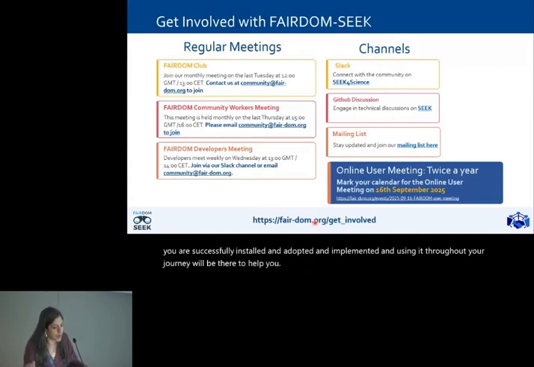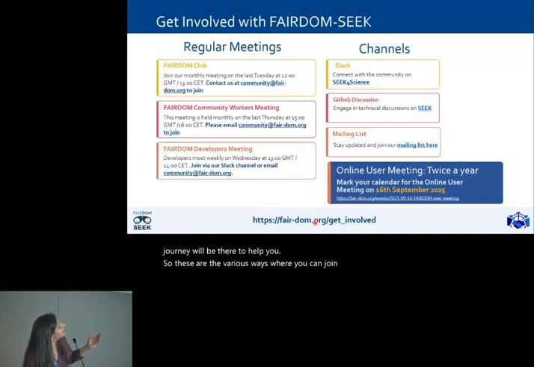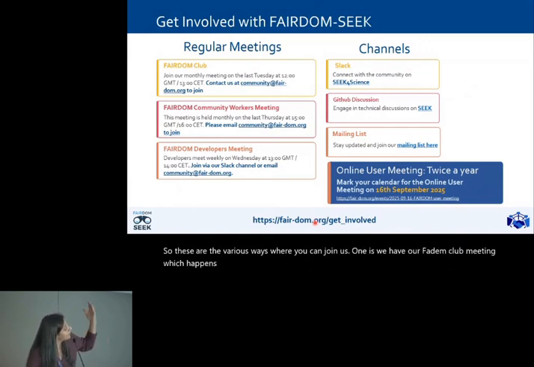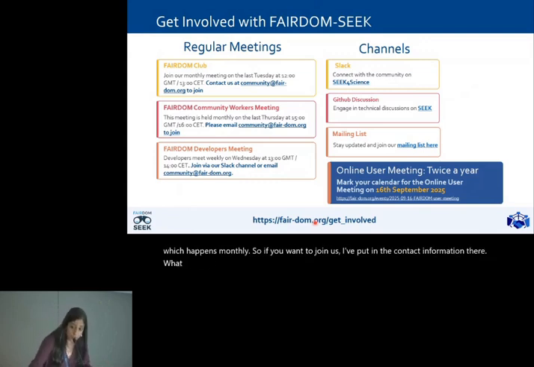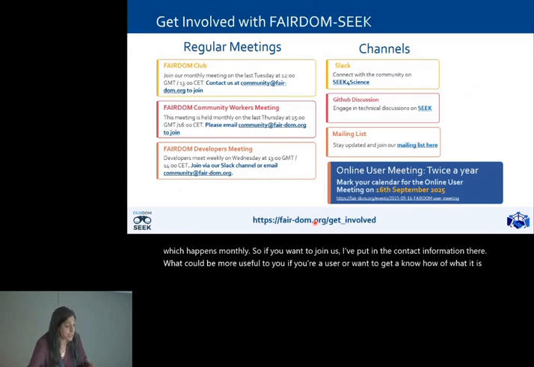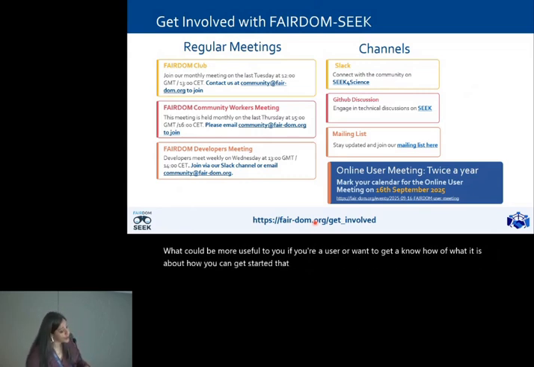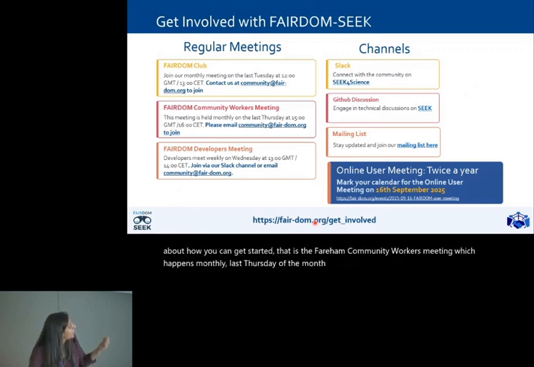So these are the various ways you can join us. One is our FAIRDOM Club meeting, which happens monthly. If you want to join us, I've put the contact information there. What could be more useful to you if you're a user or want to get a know-how of what it is about and how you can get started? That is the FAIRDOM Community Workers meeting, which happens monthly, on the last Thursday of the month. That's the time and how you can contact us.